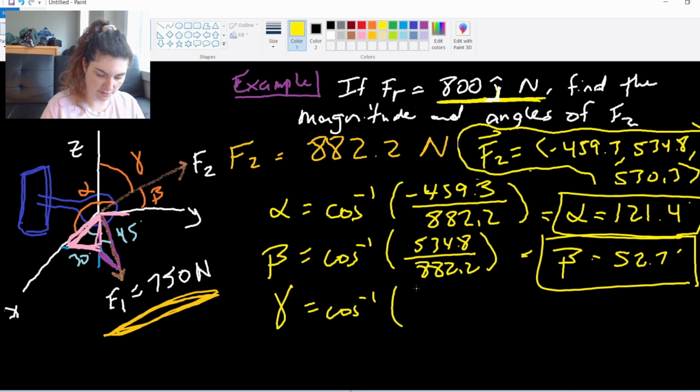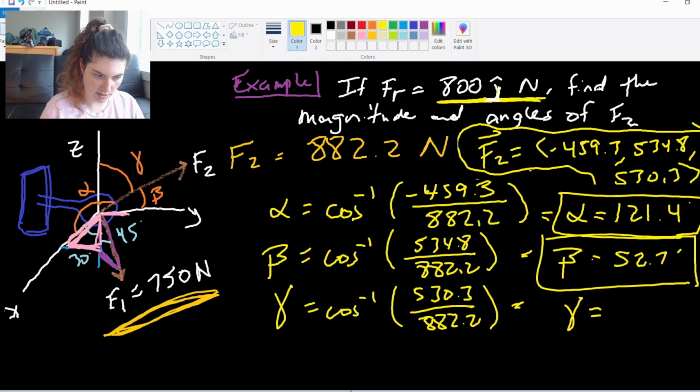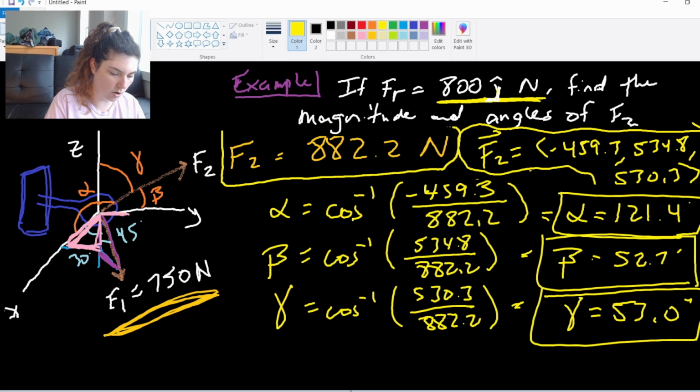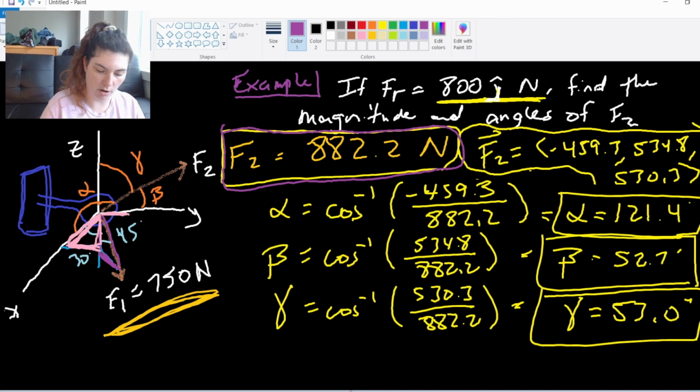And that is 530.3 over 882.2. And that gives us our angle. Gamma is 53.0 degrees. So these four answers, let me do them in purple. These four answers in purple are our final answers.